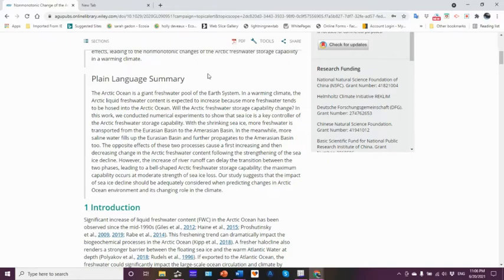But there's a move, and I welcome this move among scientists, to try and make our research more accessible to the general public, more easily understood, so that they get a handle on or understand what it is that we do and the significance of the work that we do. So now we see things like this. Plain language summary. Okay, here we go.